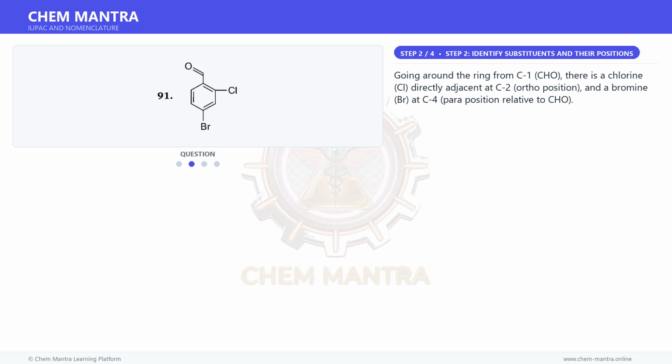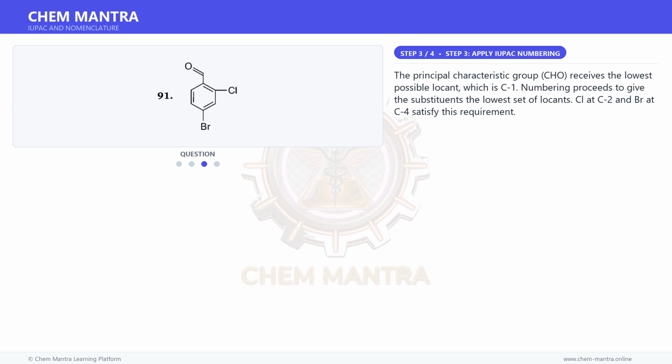Moving on to the next step. Going around the ring from C1, CHO, there is a chlorine, Cl, directly adjacent at C2, ortho position, and a bromine, Br, at C4, para position relative to CHO.